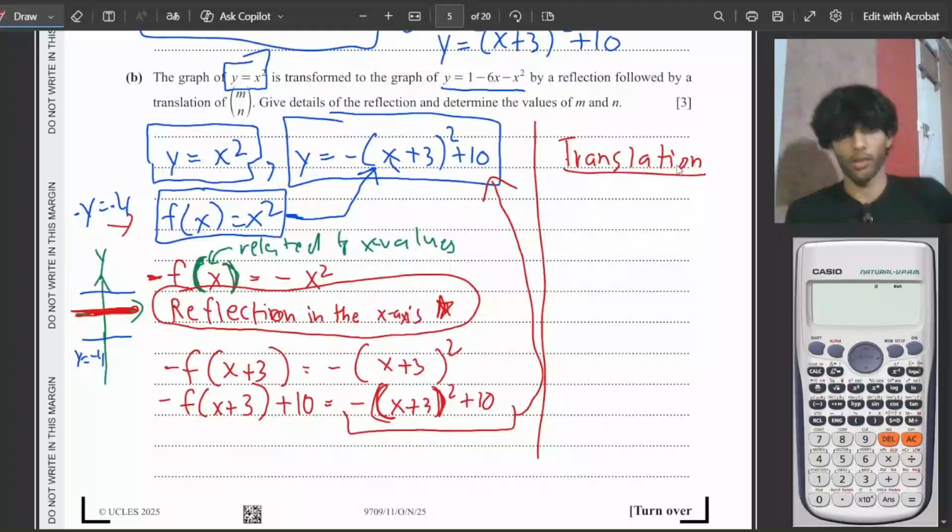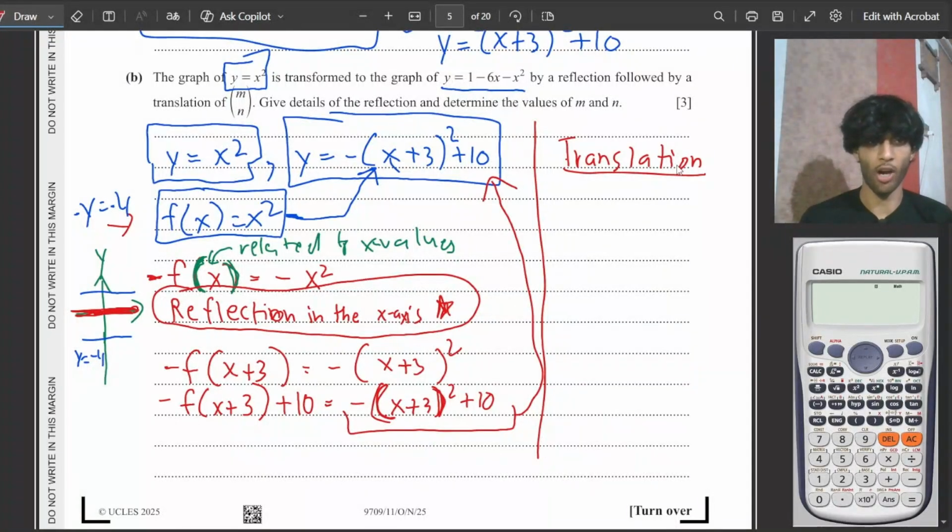Now, how much did you translate in the x? How much did you translate in the y? So m is the translation that you're doing in the x-axis. N is the translation you're doing in the y-axis. So check this out. M is related to the x values. How much did your x values change? You added a 3 over here.